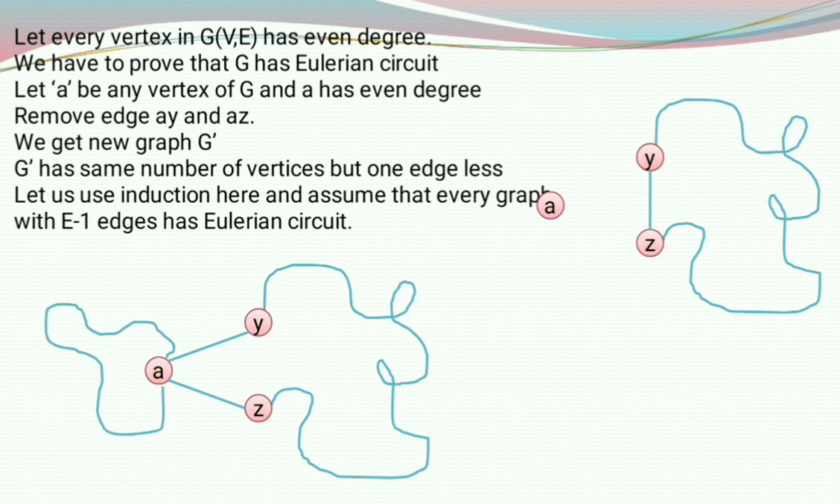It can also happen that the circuit starts from A, goes like this, comes back to A, and goes on, because A has even degree. So we have got an Eulerian circuit in G. So every graph which has an Eulerian circuit must have the degree of each vertex even, and the converse is also true.